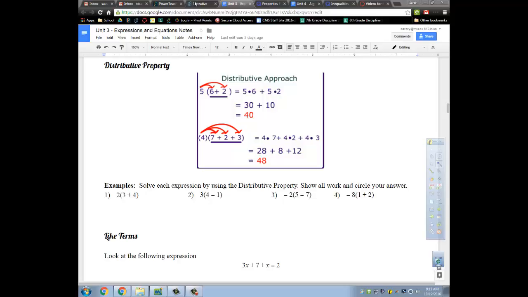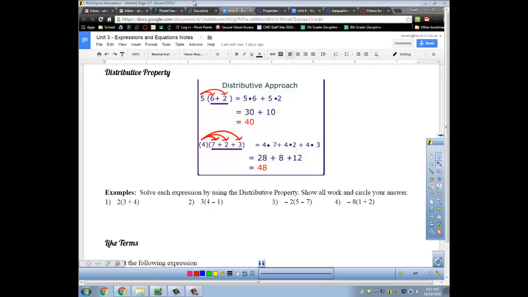So with the distributive property, we're going to distribute the number on the outside of parentheses to each number on the inside of parentheses. And when we do that, we're going to multiply. Sometimes when I do this, I like to make sound effects. So you take the number on the outside and you go shoo, shoo, and you put lines going to each number on the inside of parentheses, and then you multiply those.